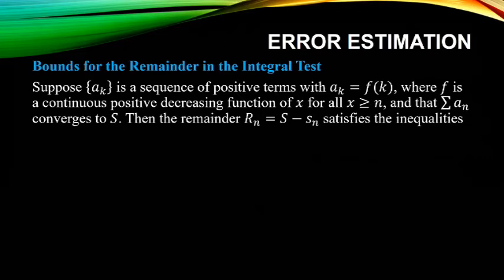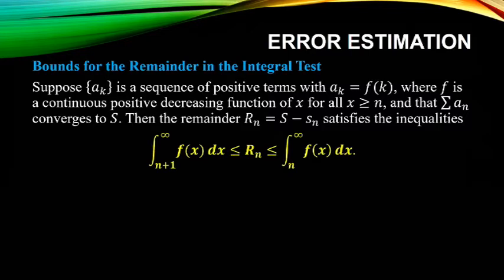Suppose the sequence a sub k of positive terms, with a sub k equal to f of k, where f is a continuous positive decreasing function of x for all x greater than or equal to n, and that the summation of a sub n converges to the total sum s. Then the remainder R sub n, equal to the total sum s minus the partial sum s sub n, satisfies the given inequality. So the remainder would be sandwiched between these integrals, which came from the integral test.